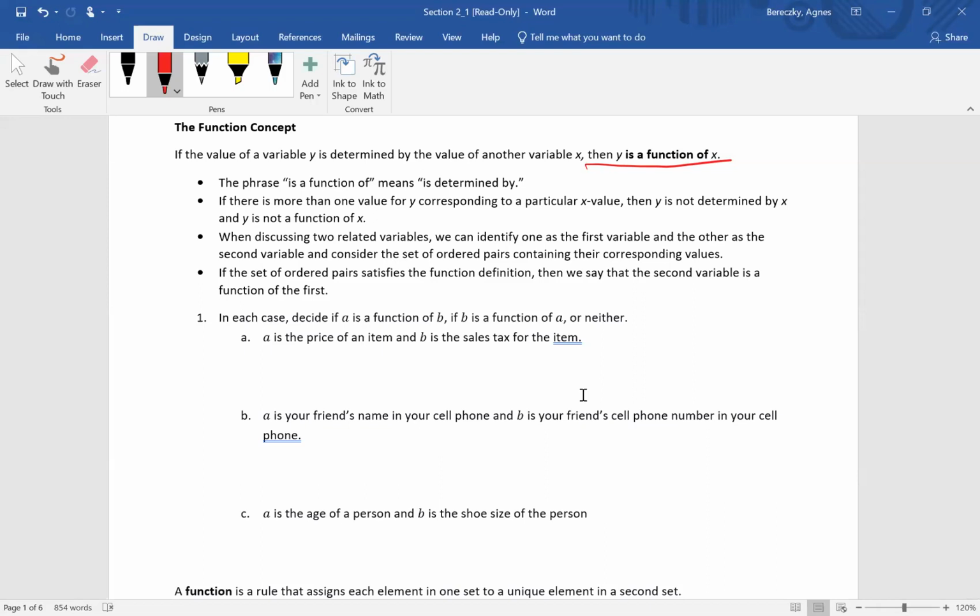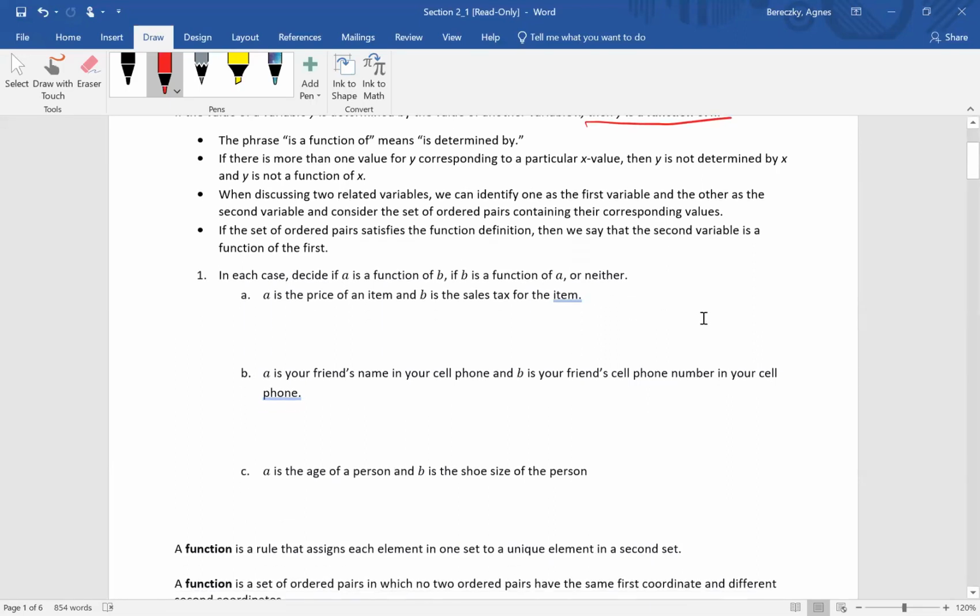When discussing two related variables, we can identify one as the first variable and the other as the second variable, and consider the set of ordered pairs containing their corresponding values. If the set of ordered pairs satisfies the function definition, then we say that the second variable is a function of the first one. In each case, decide if A is a function of B, if B is a function of A, or neither.